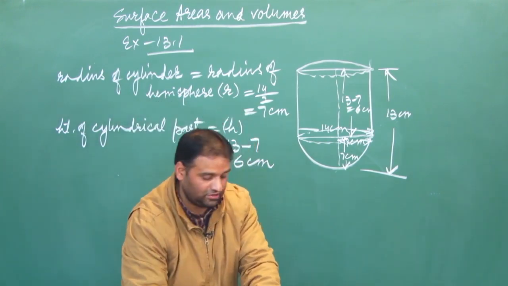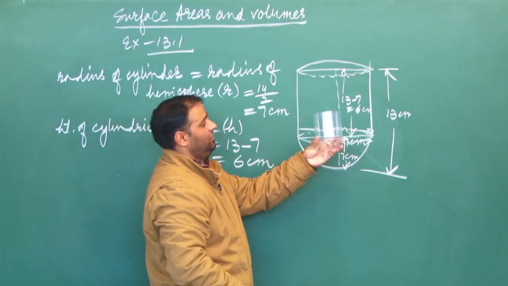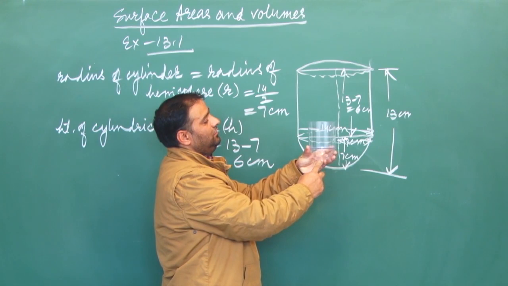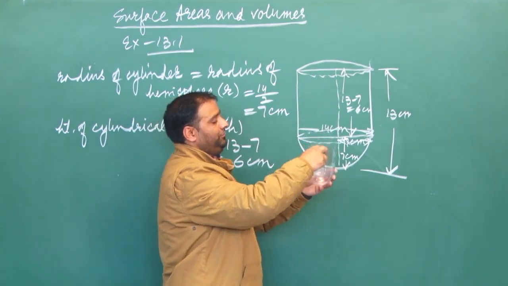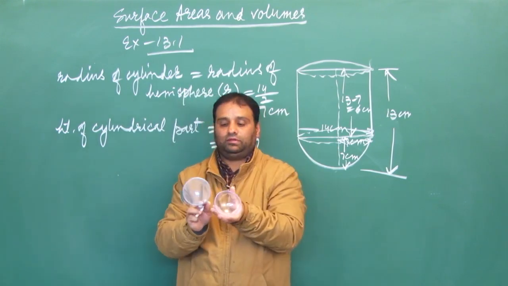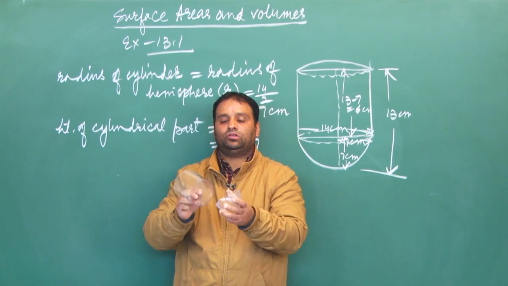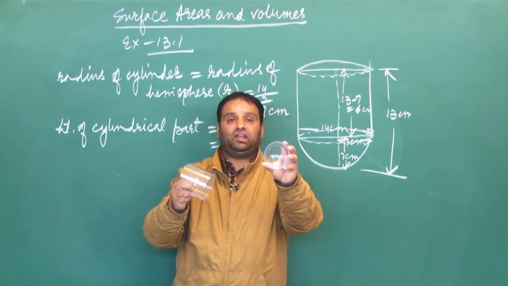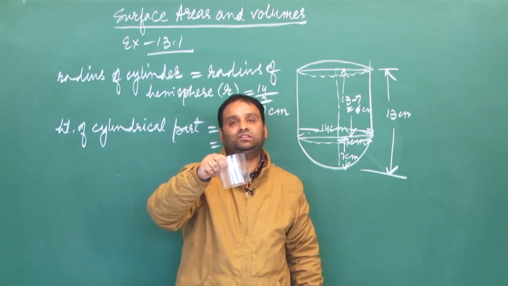This is exactly like this shape. You can see the height of the vessel in all is 13 centimeter. The radius or the diameter of the hemisphere and cylinder remains the same. So, from the whole vessel, if we subtract the radius of the hemisphere, you will get the height of the cylinder.